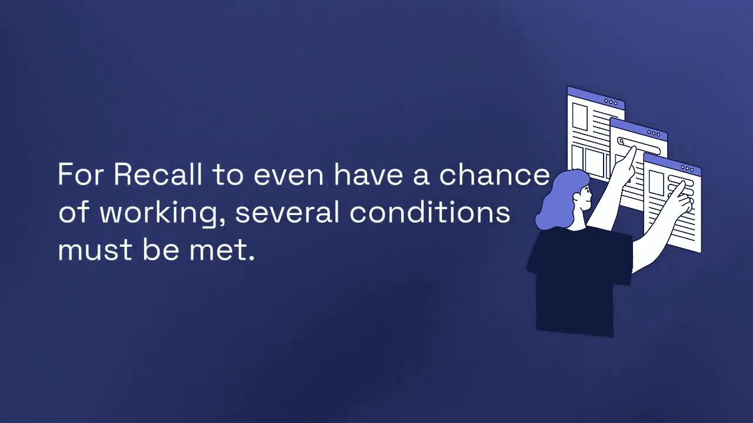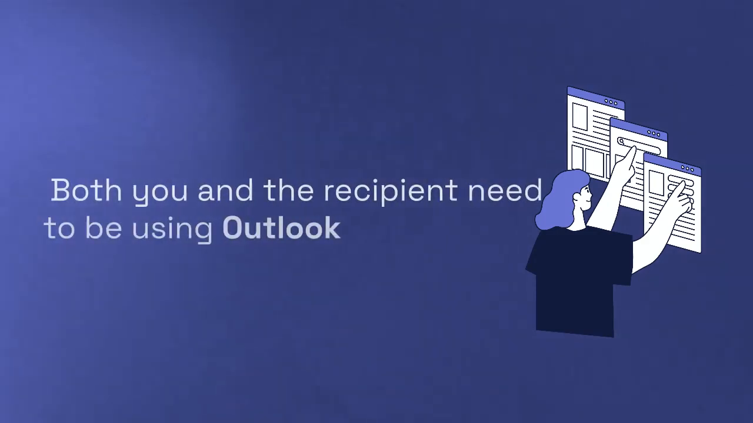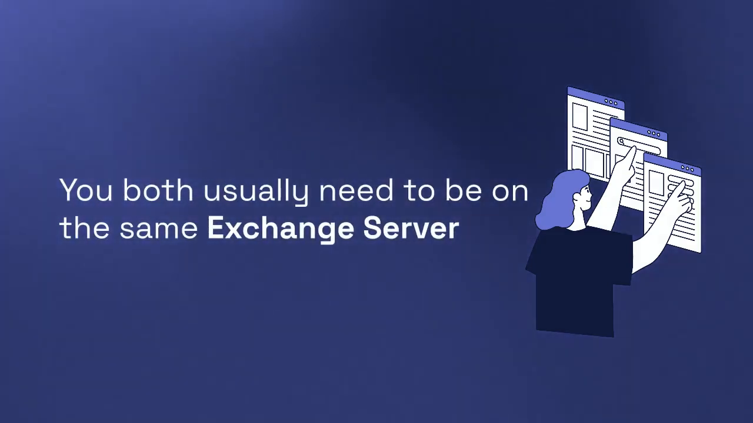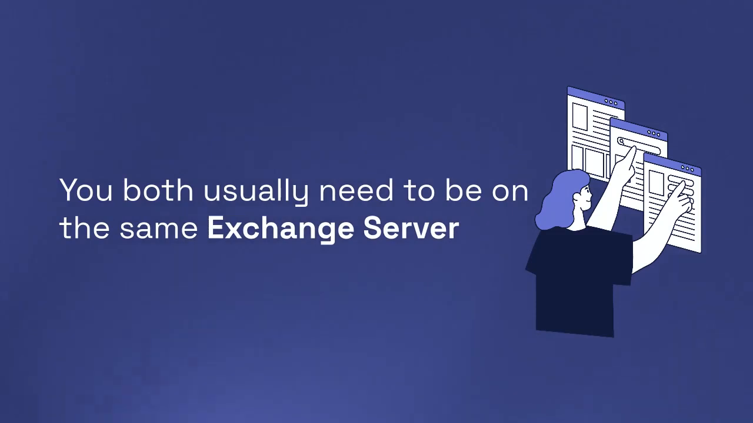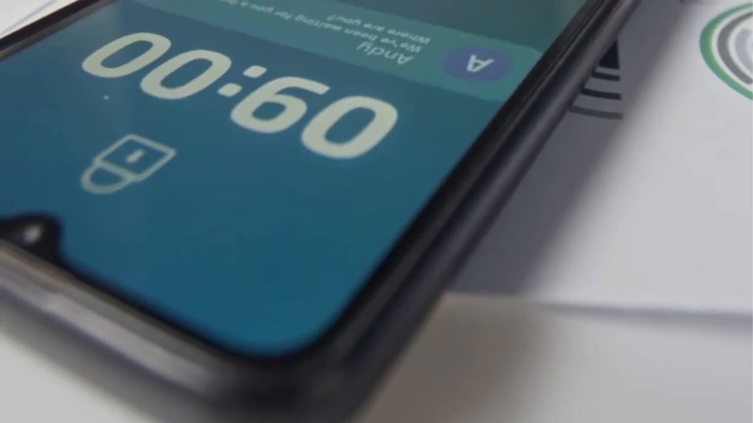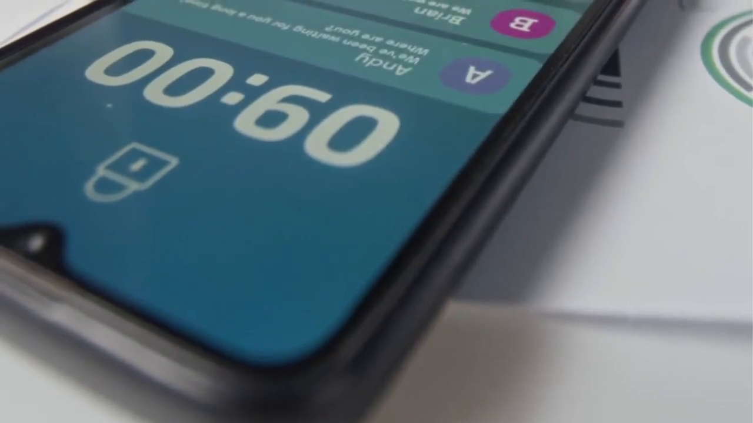For recall to even have a chance of working, several conditions must be met. Both you and the recipient need to be using Outlook. You both usually need to be on the same Exchange server, which often means you're in the same organization. Most importantly, the recipient must not have opened the email yet. Their Outlook also needs to be online when the recall attempt arrives. If they've already read it, or if they use a different email system, the recall will fail.